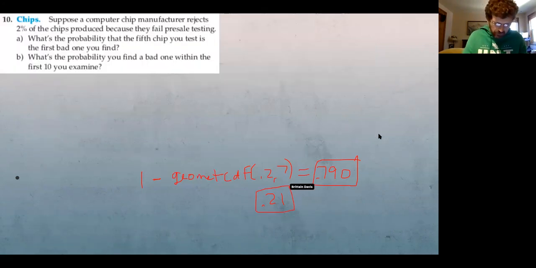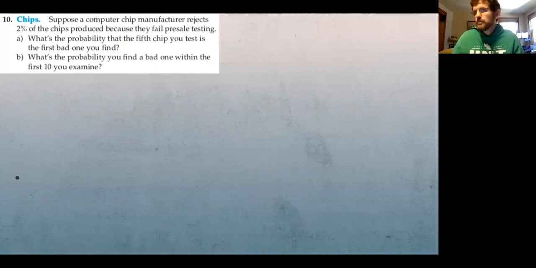Okay, we have a problem here? Yeah, we do. All right, we've got a computer chip manufacturer. 2% of the chips fail a quality check. What's the probability that the 5th chip you test is the first bad one you find? All right, so what is this going to be? Of our newly learned functions, is this binomial PDF, binomial CDF, geometric PDF, or CDF?